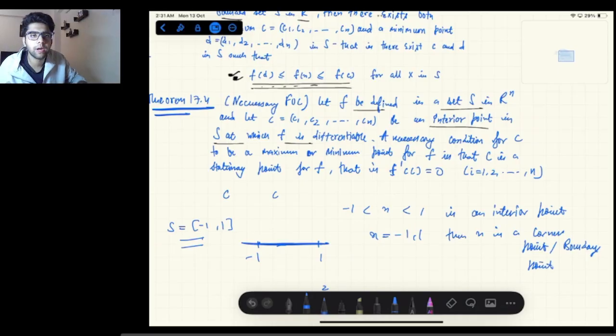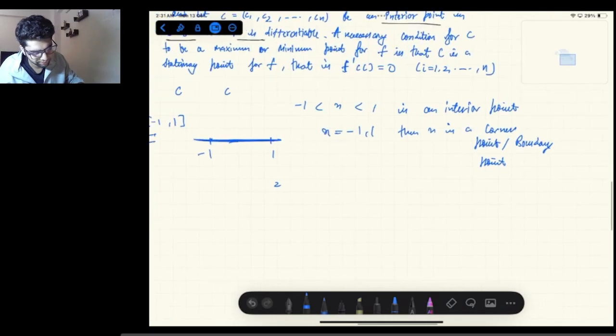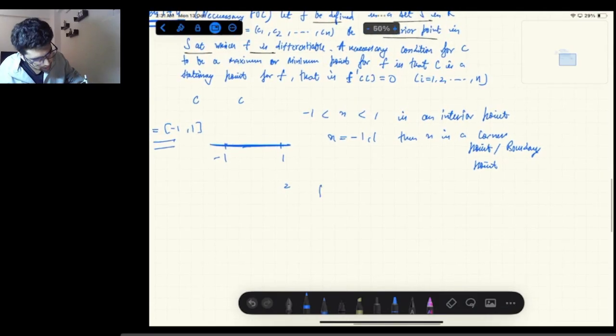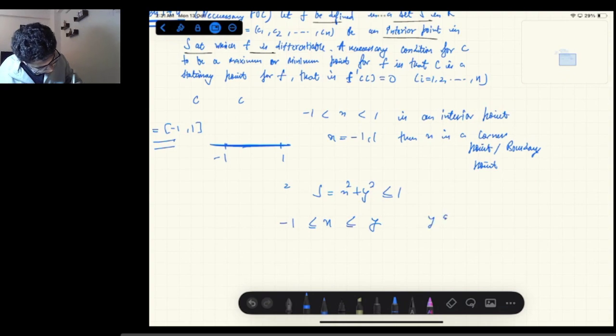Now S can also become two-dimensional. They can give us S is equal to x square plus y square less than equal to 1. Then what does this mean? That x belongs to -1 to 1, and y belongs to -1 to 1. So this becomes a two-dimensional set, right? This becomes a two-dimensional set. So S belongs to R square here, right?